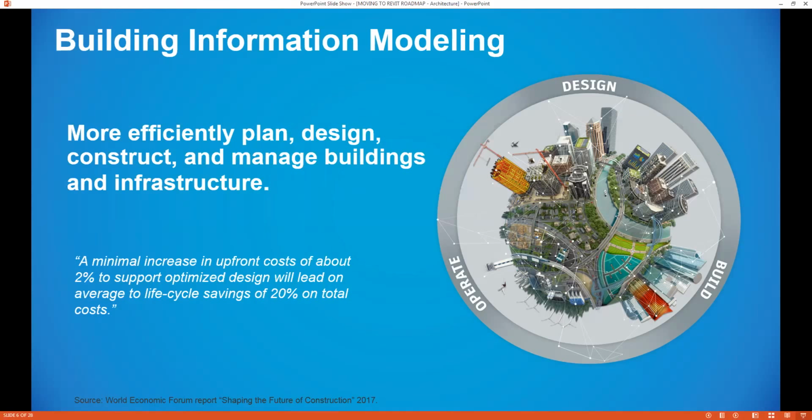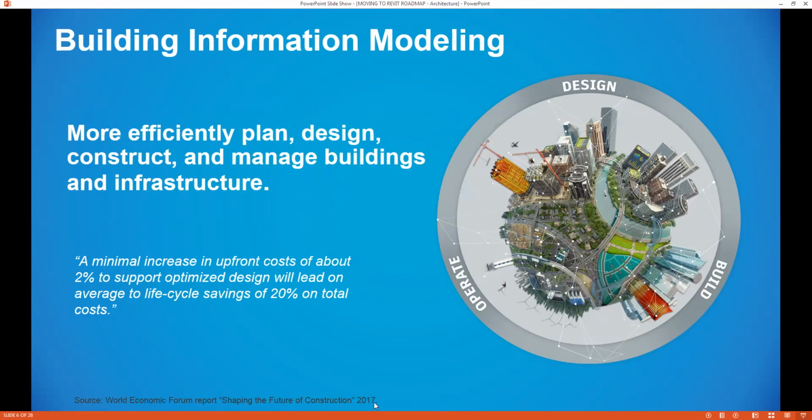Now, it's beautiful to tell your customer that you will increase efficiency, but you need to support it with data from a verifiable source. This is why we've included this World Economic Forum report, the one at the bottom here that says Shaping the Future of Construction, dated 2017. What it says is that a minimal increase in upfront costs of about 2% to support optimized design will lead on average to life cycle savings of 20% on total cost.